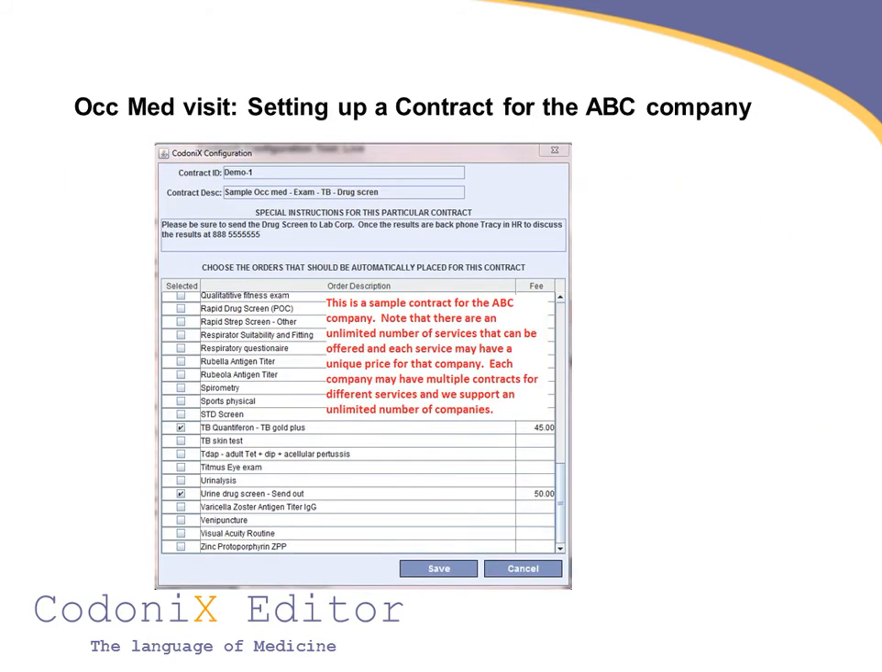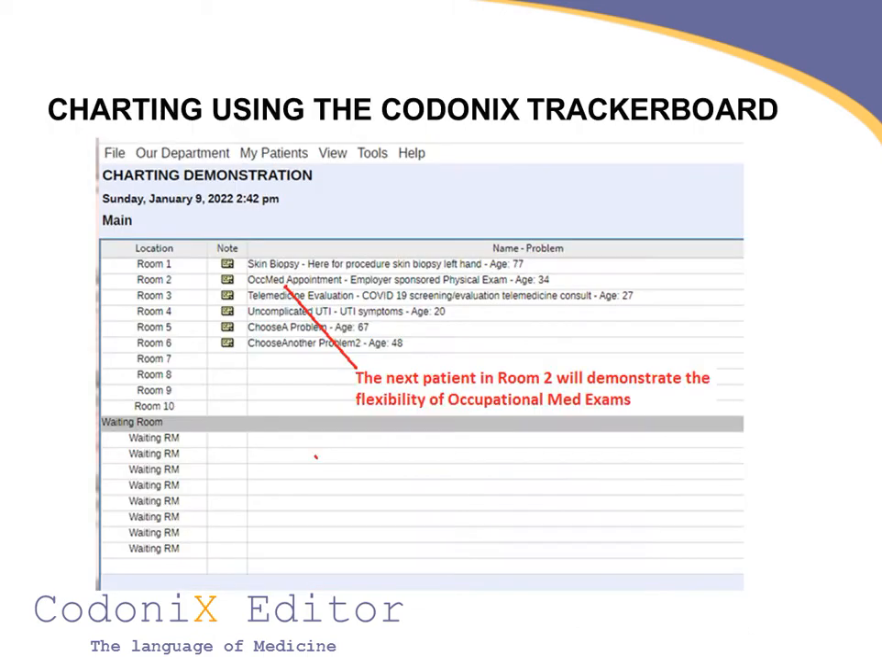Shown on this screen is a sample contract for the ABC company. Note that there are an unlimited number of services that can be offered. This screenshot only shows some of them, and each service may have a unique price for that company. Each company may have multiple contracts for different services, and we support an unlimited number of companies. On this screen, to start Occ Med documentation, click on the patient Occ Med appointment in room 2.